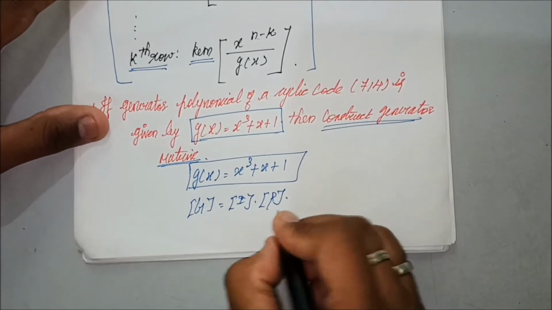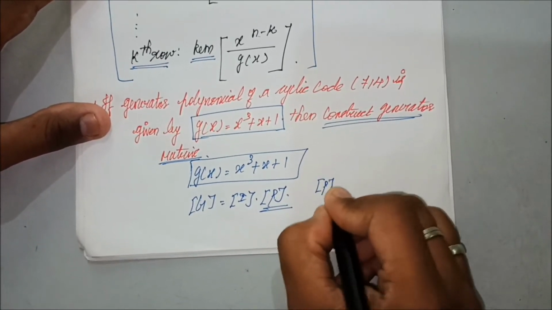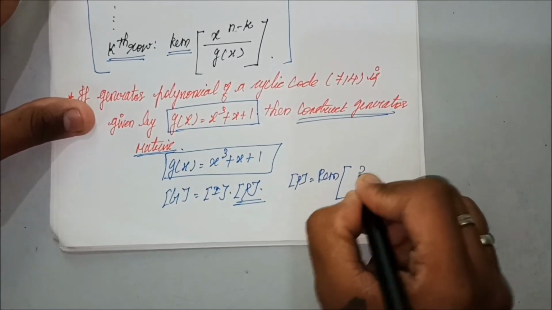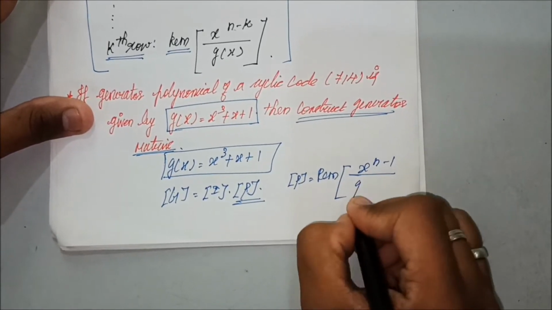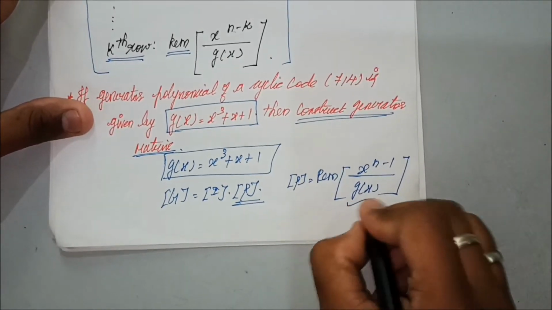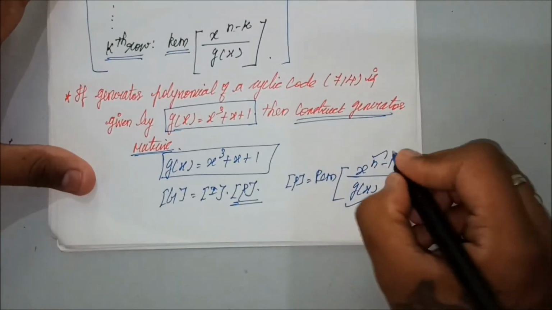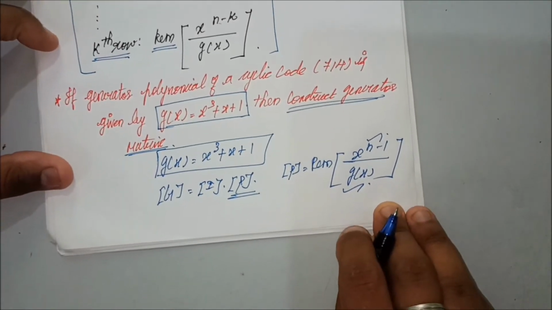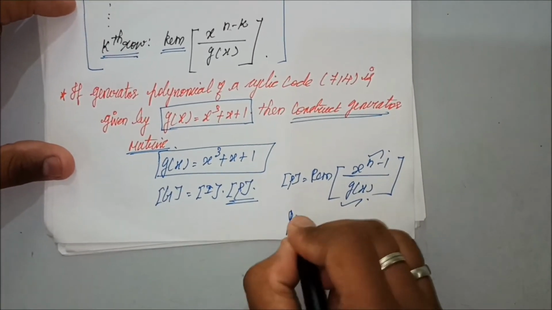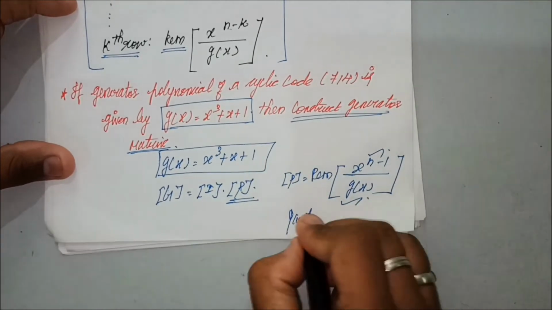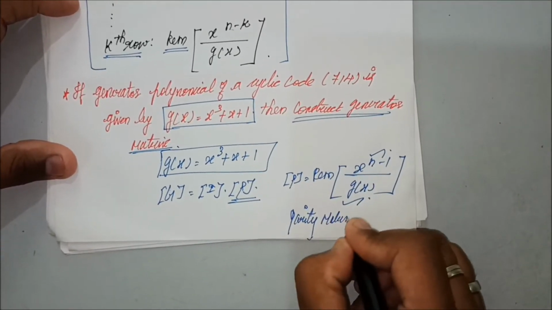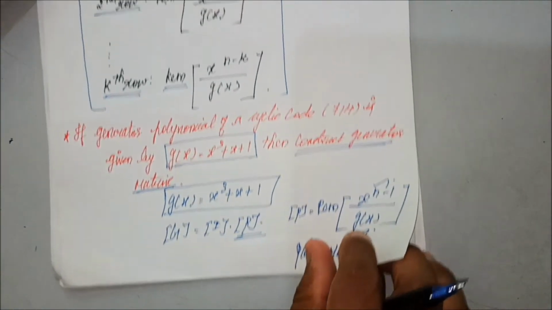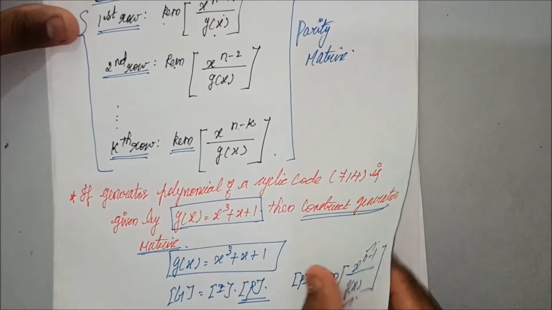In order to find the value of the P matrix, we use the remainder of x power n minus 1 divided by g of x. We know the value of g of x and we know the value of n, so by using that we are going to find the row values of the parity matrix. This is a very important problem, so let's get started.